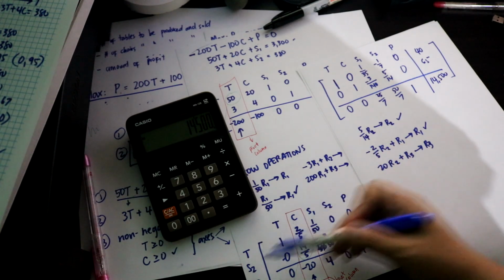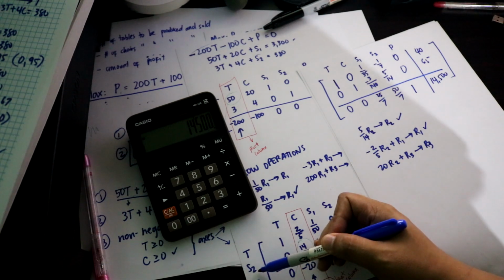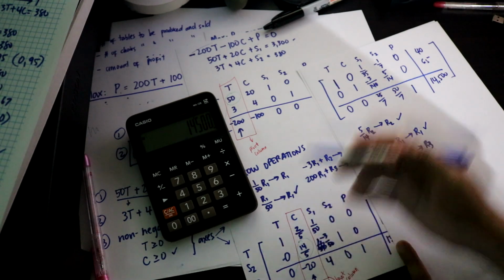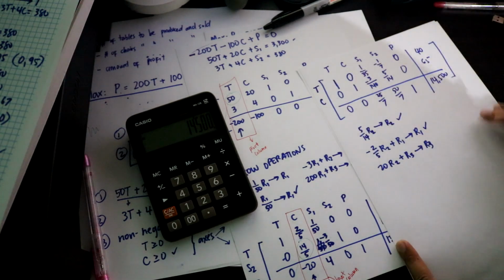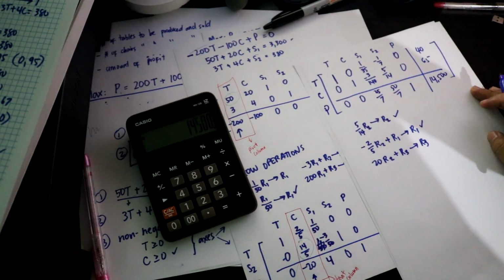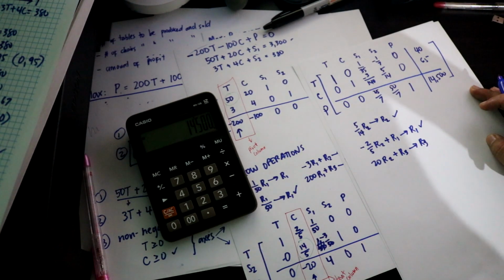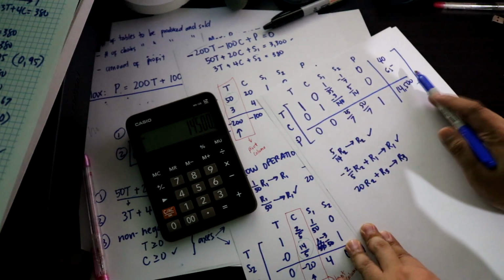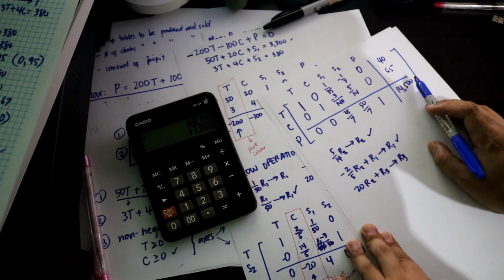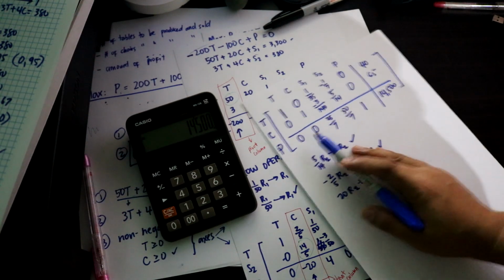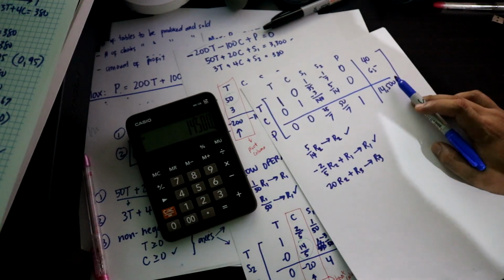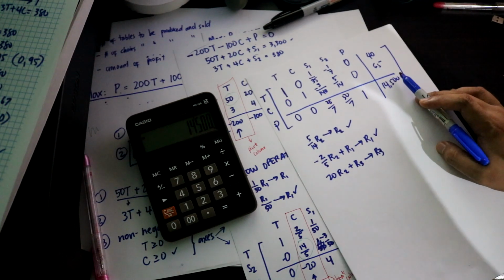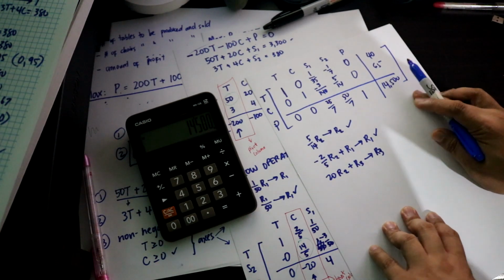So we are going to change this slack variable here into C. So this would be T, this would be C, and this would be P. Let us check. Are there any negative numbers in the third row? None. We have eliminated all of the negative numbers here in the third row. Therefore, we're done. We end here.